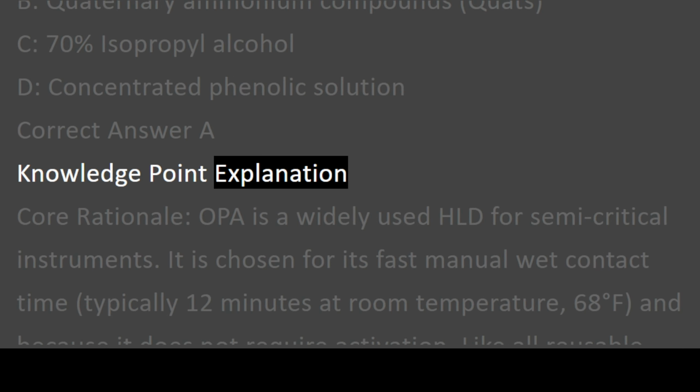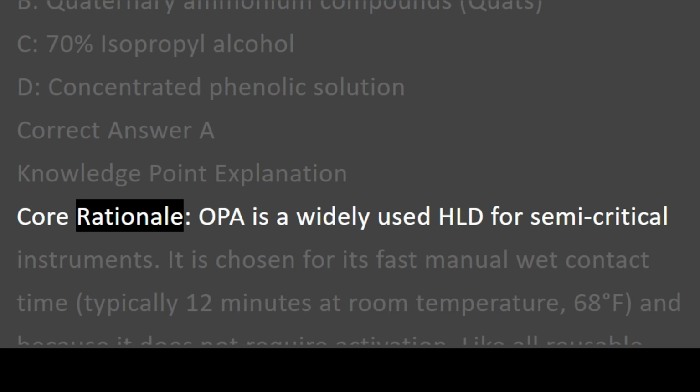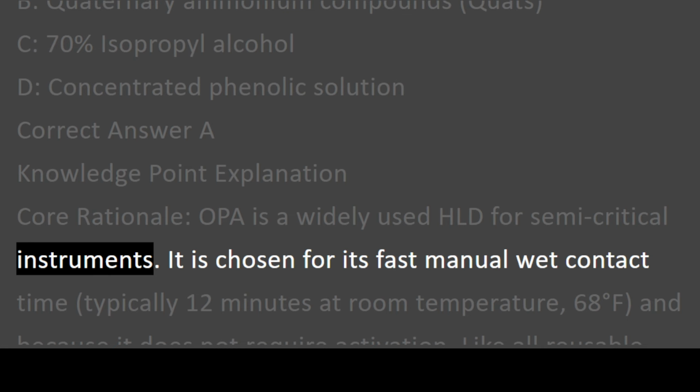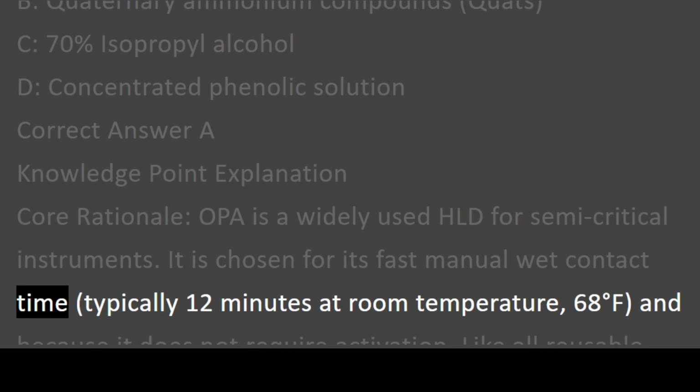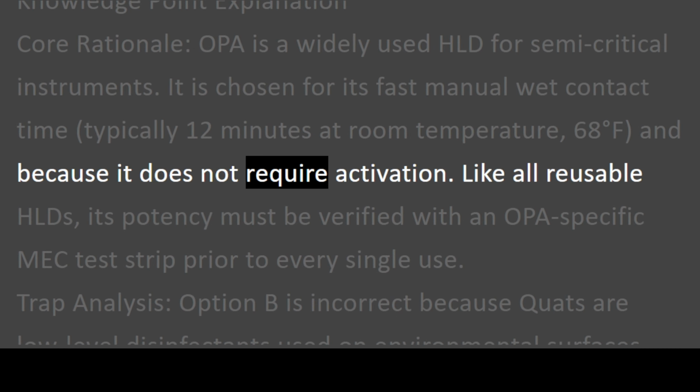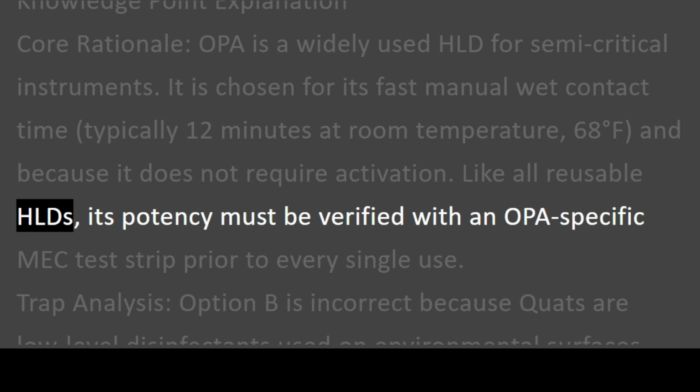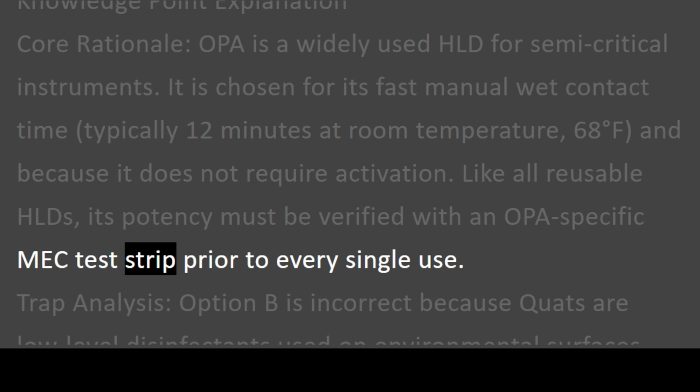Knowledge point explanation. Core rationale. OPA is a widely used HLD for semi-critical instruments. It is chosen for its fast manual wet contact time, typically 12 minutes at room temperature, 68 degrees Fahrenheit, and because it does not require activation. Like all reusable HLDs, its potency must be verified with an OPA-specific MEC test strip prior to every single use.